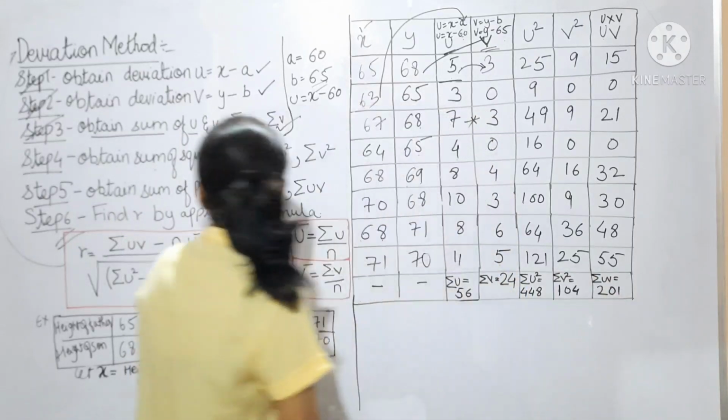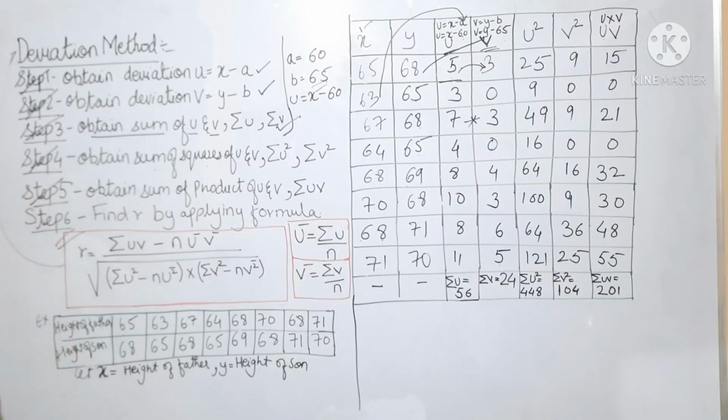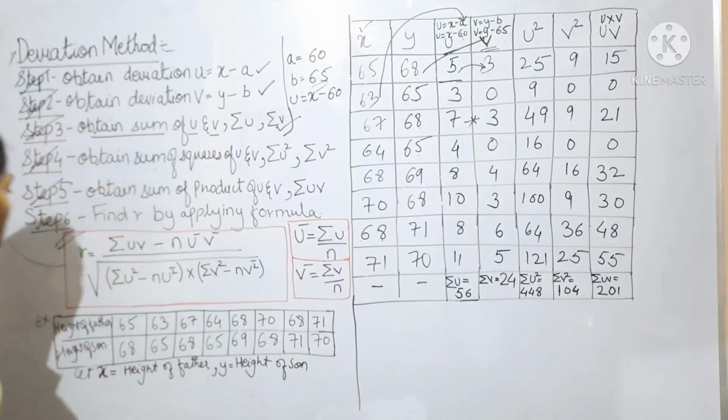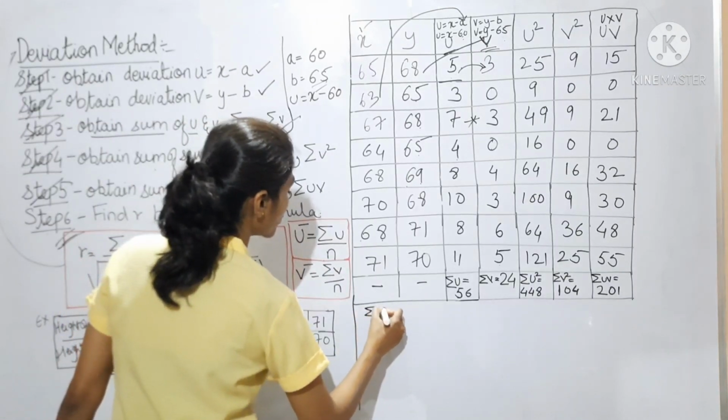Okay, so now step number 4 is also completed. Step number 5 is also completed. Now what is remaining? Step number 6, that is, find r by applying the formula. So this is r. Now as per the formula we have got all the values, like summation of uv.